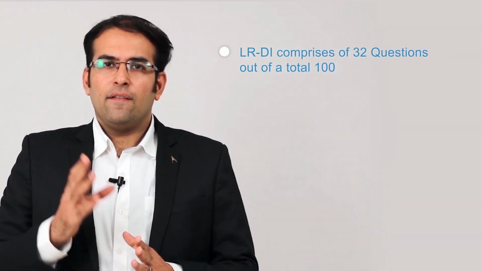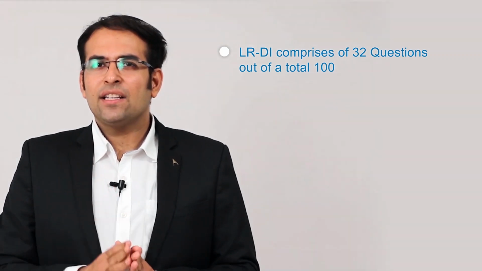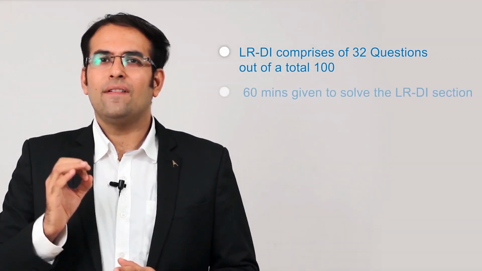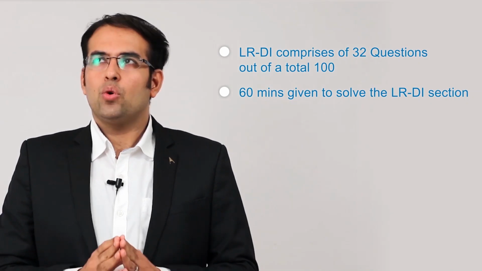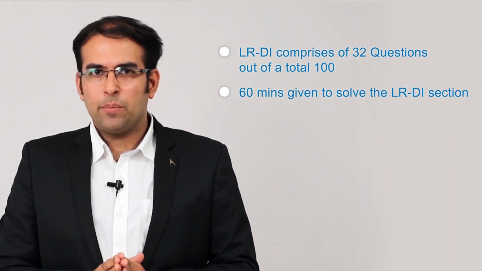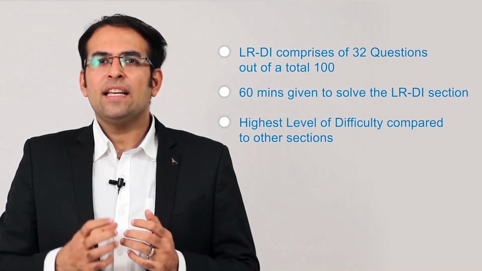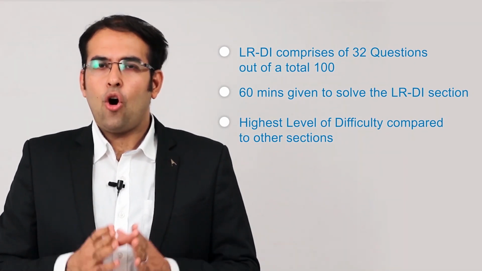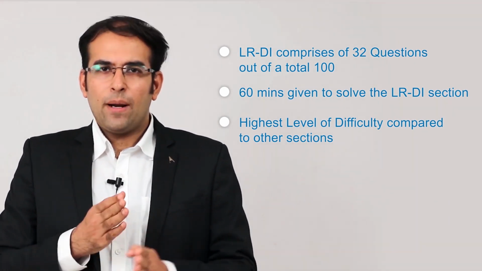In our last video, 3 months to CAT LRDI sectional strategy, we discussed the paper pattern of CAT, where the DI and LR section have exactly 32 questions out of 100 to be solved in 60 minutes. If I analyze the last 3 years of CAT papers, this section has the highest level of difficulty among all 3 sections. As a combined section, the 32 questions can be divided into 16 questions of LR and 16 questions of DI.